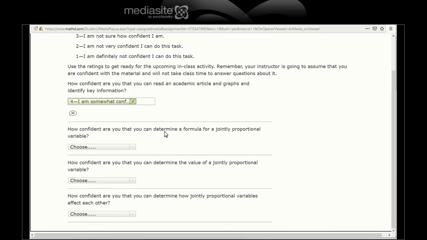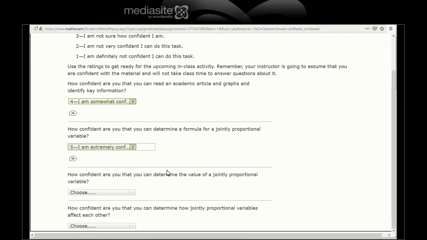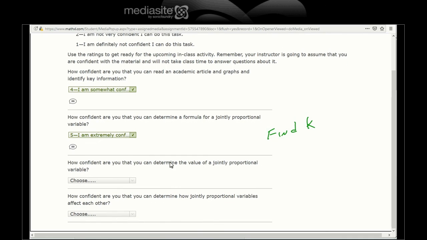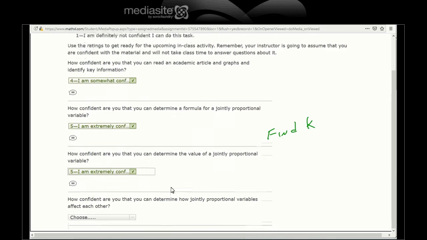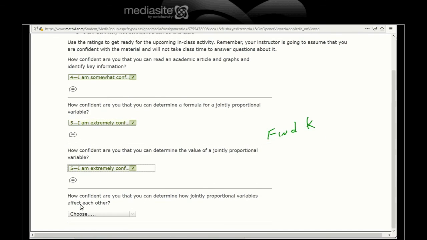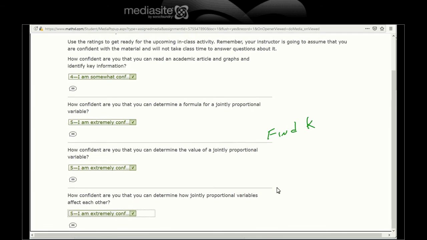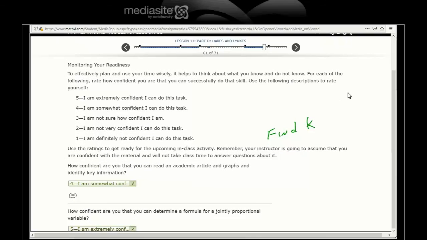How confident are you that you can determine a formula for a jointly proportional variable, i.e. find k? How confident are you that you can determine the value of a jointly proportional variable? If you know k, you know x and y, find z. And how confident are you that you can determine how jointly proportional variables affect each other? You know, what happens as x and y change? That's pretty straightforward.